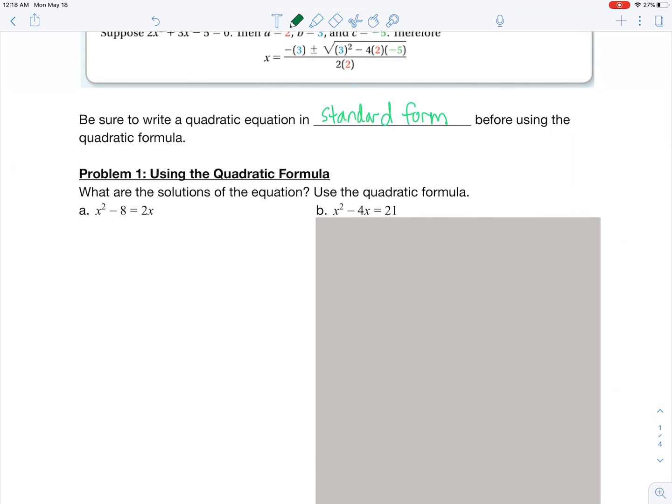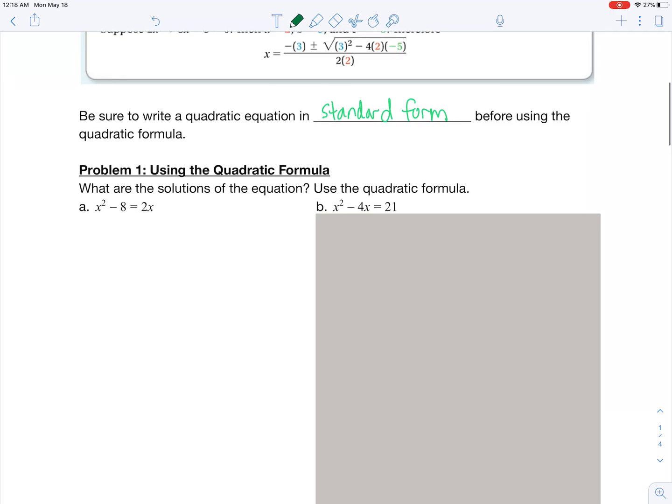If I want to use the quadratic formula, I've got to get it into my standard form, which in this case means we've got to subtract 2x from both sides. That way I get x squared minus 2x minus 8 equal to 0. And again, now we have our ax squared, bx, and c. And if I'm going to use my formula, I can use that formula from above.